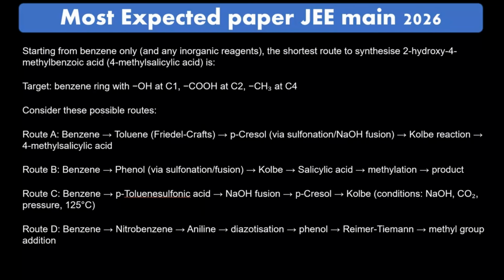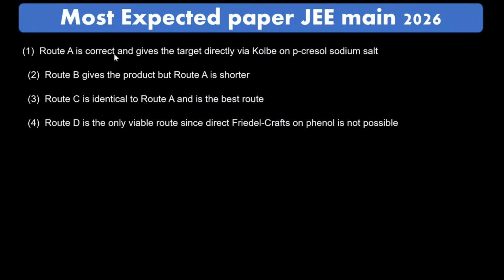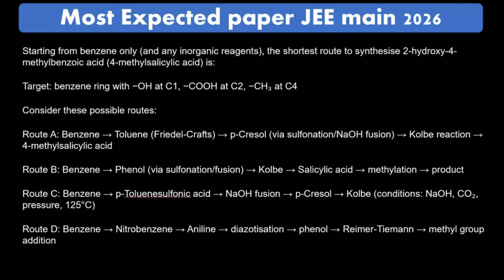So if you solve it, the options are given as route A is correct, these are the options given. These are the named reactions, or important reactions you should know to answer this one. I think you already know these reactions. You can easily answer this question.